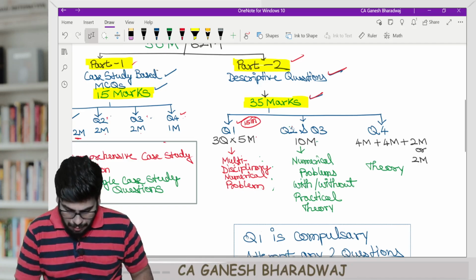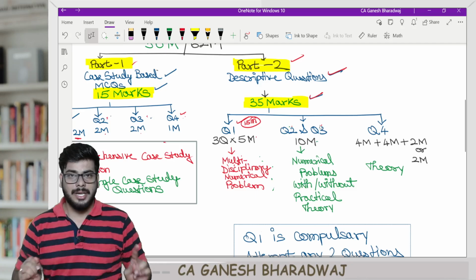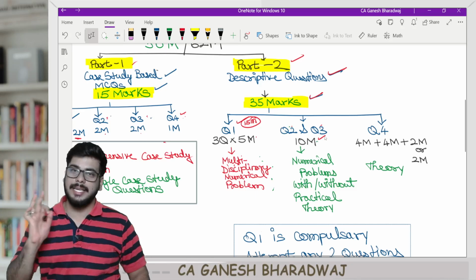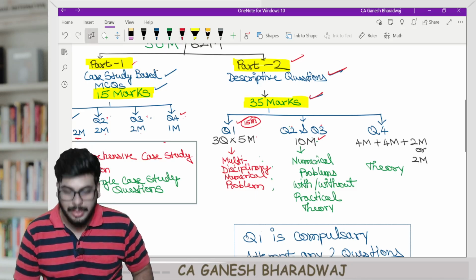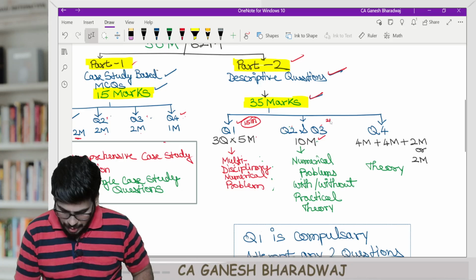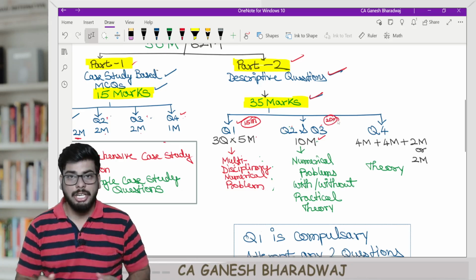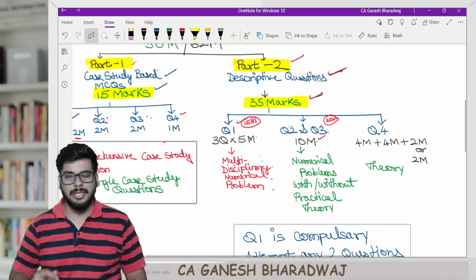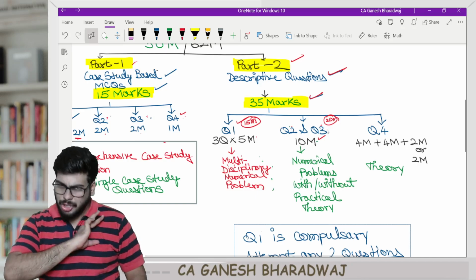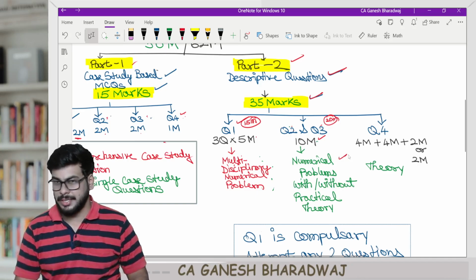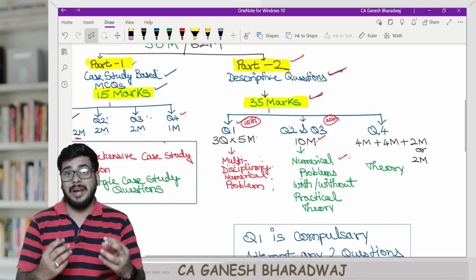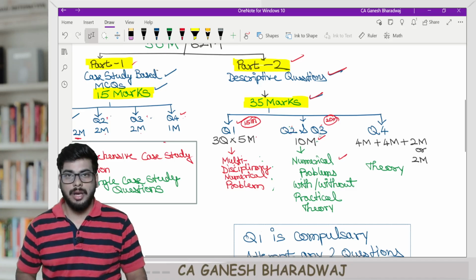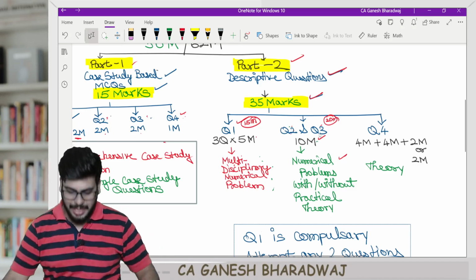Then question number 2 and question number 3, right? Each of these 2 questions carries a weightage of 10 marks. So 10 plus 10, it's going to be 20 marks here. Question number 2 and question number 3 are predominantly fully numerical problem driven questions, right? Now some practical theory might come. So how will each of these question number 2 and 3 be? Like, what is the breakup for this?